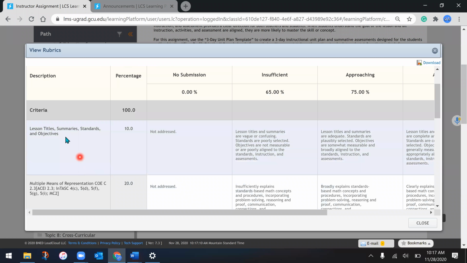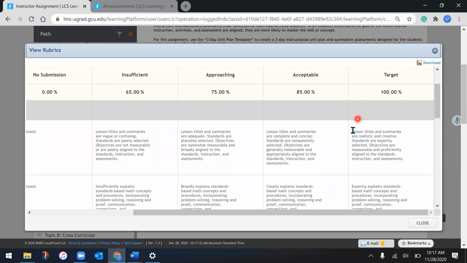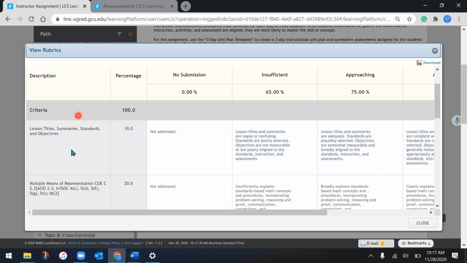So on the rubric for this assignment, we just have our titles, our summaries, our standards and objectives. I'm really looking at your standards and objectives when I'm grading this part to make sure that they're well aligned and measurable. When we see a target, we can see that you have realistic, creative titles, but really I'm looking at those standards. Are they expertly selected? Do they build on each other? Are your objectives measurable? And is everything aligned? Your standards, your instruction, your assessment. That's where I'm looking for alignment.